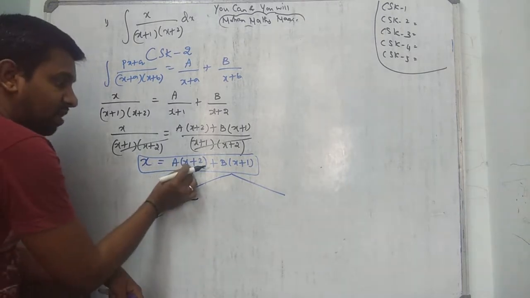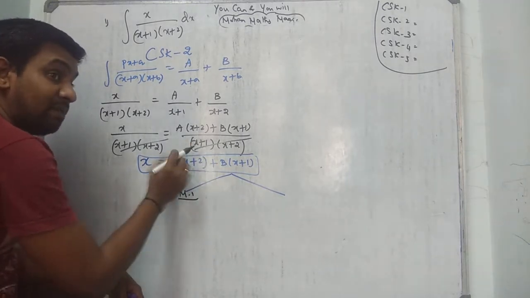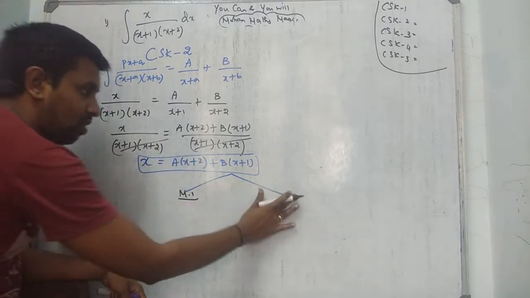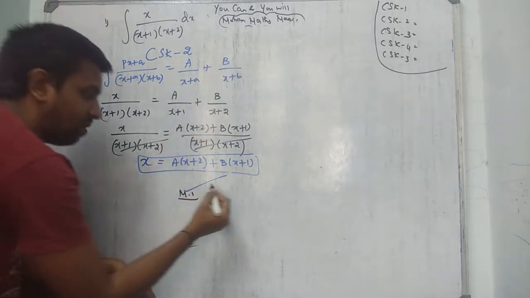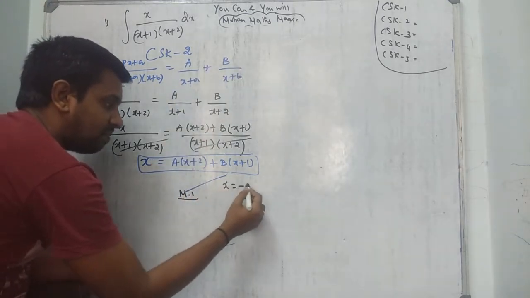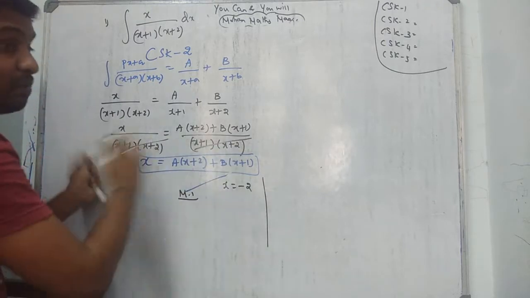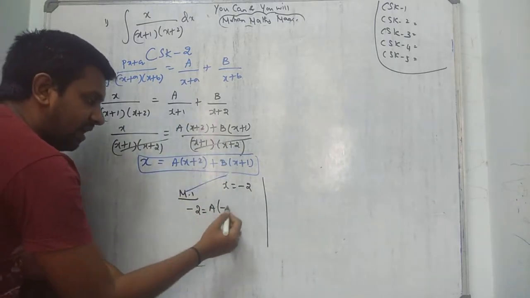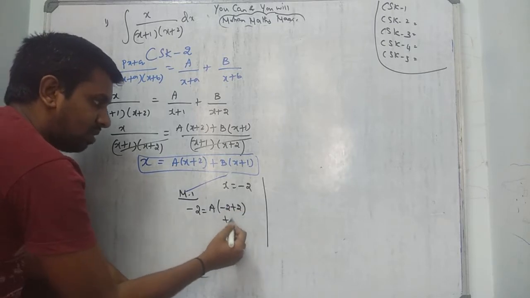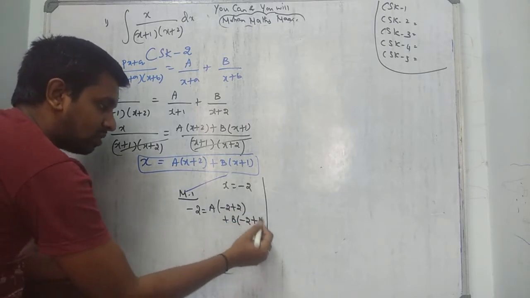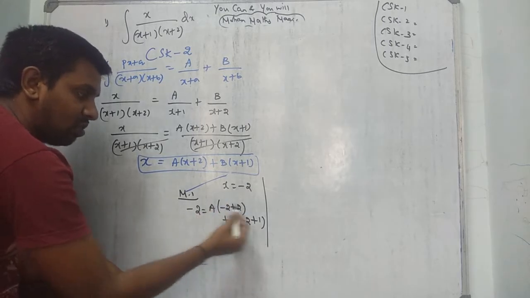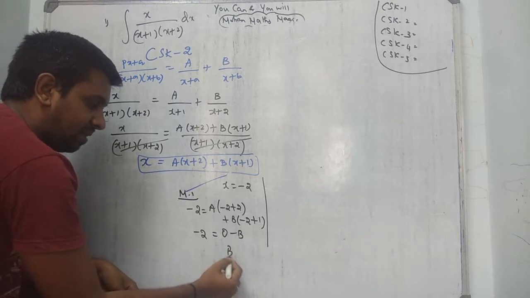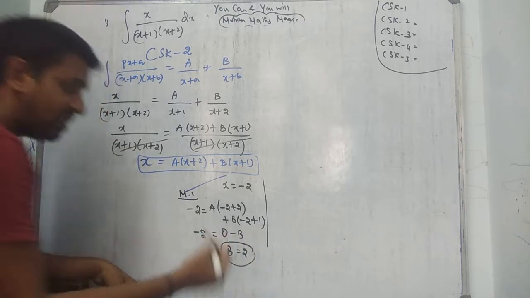In place of x, what number should I put so that this term becomes 0? Minus 2. So I will go with method 1. In place of x I have to put minus 2, on both sides. Minus 2 equals A times (minus 2 plus 2) plus B times (minus 2 plus 1). That is 0. So minus 2 equals 0 minus B, so B equals 2. See how I found the shortcut.